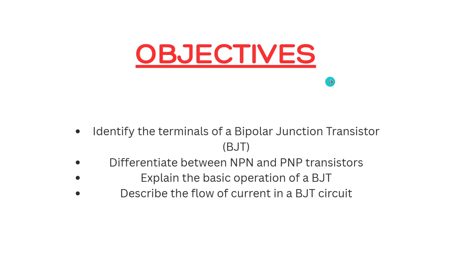The main objectives of this experiment are to identify the terminals of a bipolar junction transistor (BJT), to differentiate between NPN and PNP transistors, to explain the basic operation of a BJT, and finally to describe the flow of current in a BJT circuit.